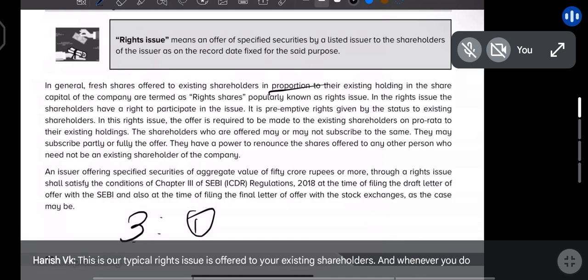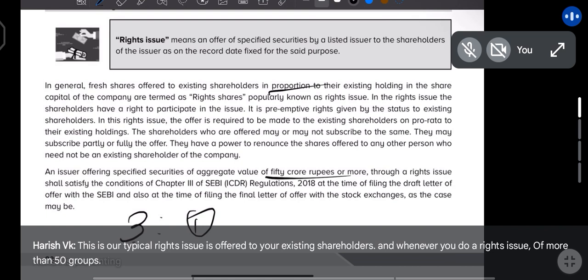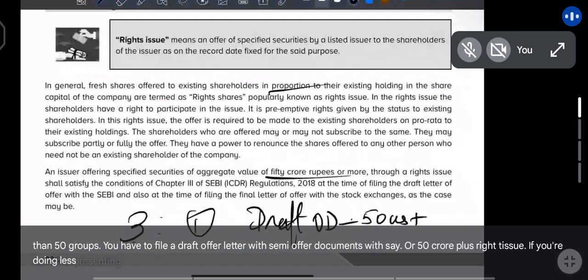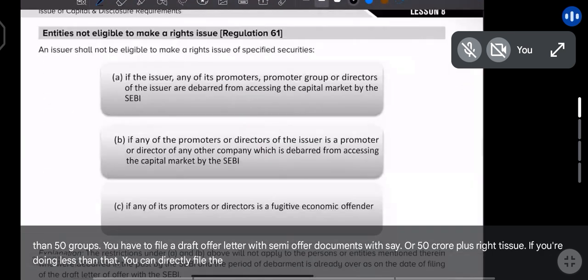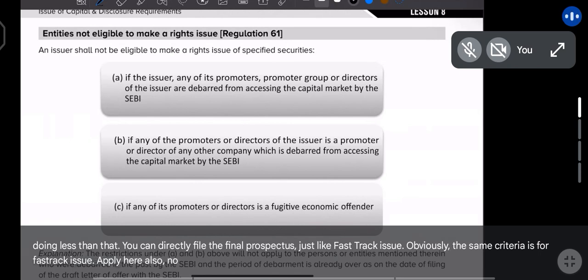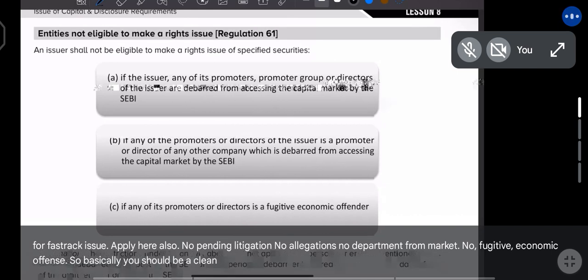And whenever you do a rights issue of more than 50 crores, you have to file a draft offer letter with SEBI, offer document with SEBI, for 50 crore plus rights issue. If you're doing less than that, you can directly file the final prospectus just like fast track issue. Obviously, the same criteria for fast track issue apply here also. No pending litigation, no allegations, no debarment from market, no fugitive economic offense. So basically, you should be a clean company.